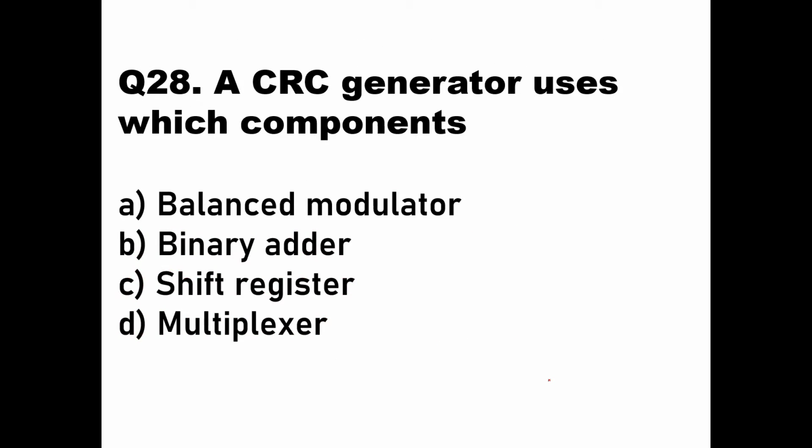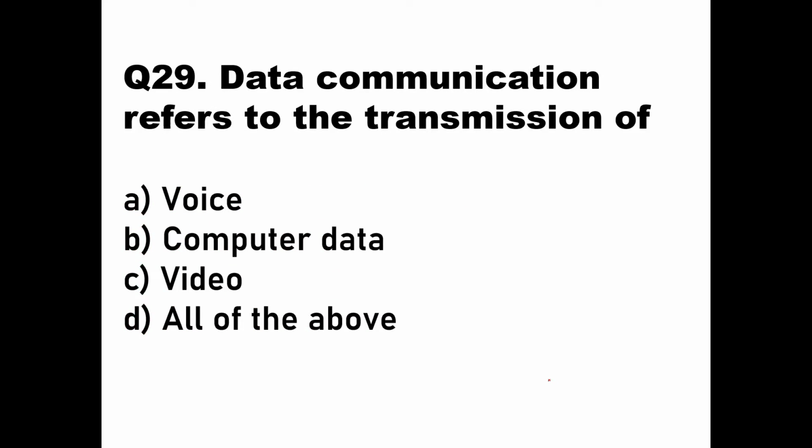Then we'll go to the next question, question number 28. A CRC generator uses which components? Okay, now if you remember the CRC diagram, in that, whenever the data enters the block diagram, the data is shifted from one shift register to another shift register. So here shift registers are used in CRC generator. So the option C will be shift register. A CRC generator uses shift register. Then we'll go to the next question, question number 29.